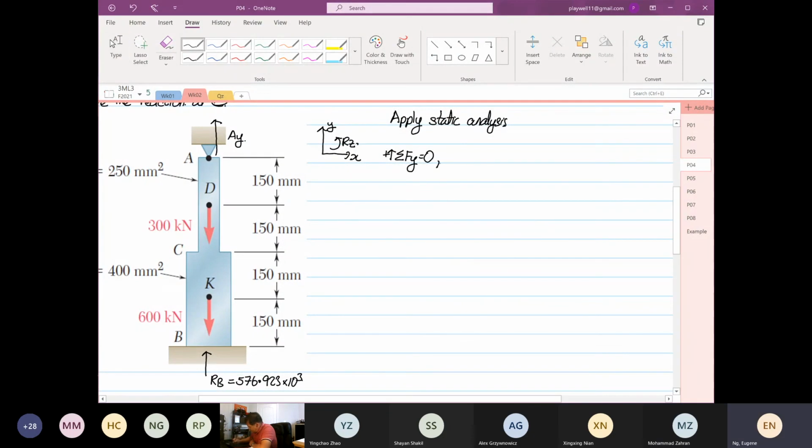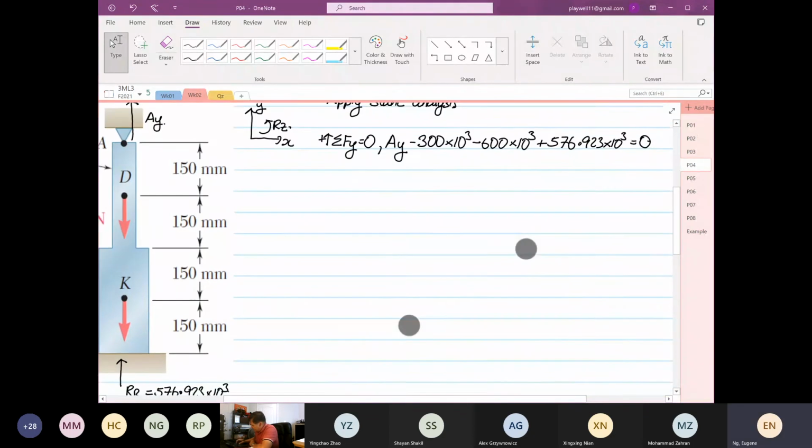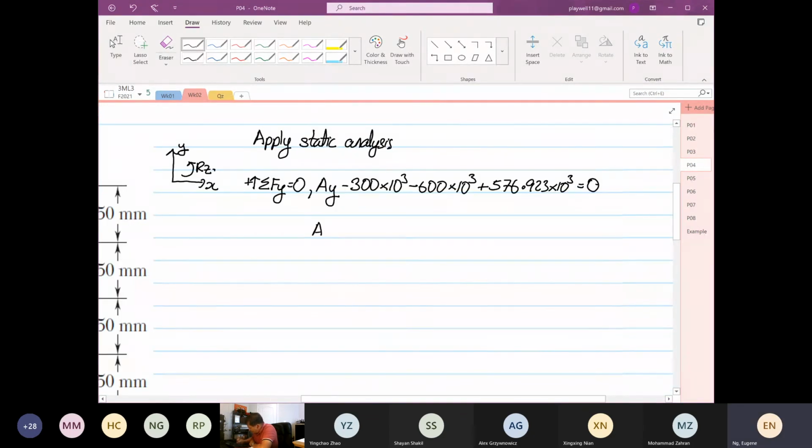Thanks. So this will be equal to AY because it's going upwards. 300 is going downwards. Minus 600 is going downwards. Plus 576.923 times 10 to the power 3. So this will be equal to 0. Okay, so in this case you can calculate AY is equal to 300, 600 minus 576.923 times 10 to the power 3, which is 323.